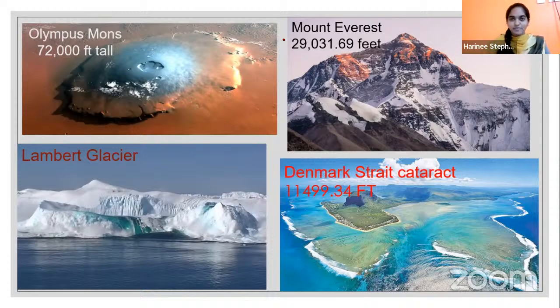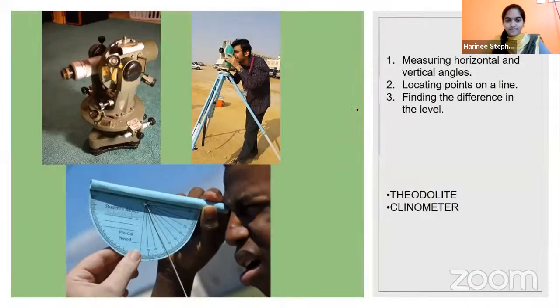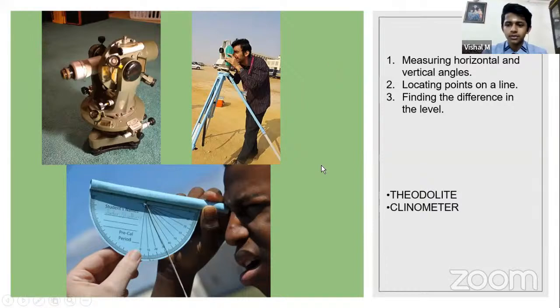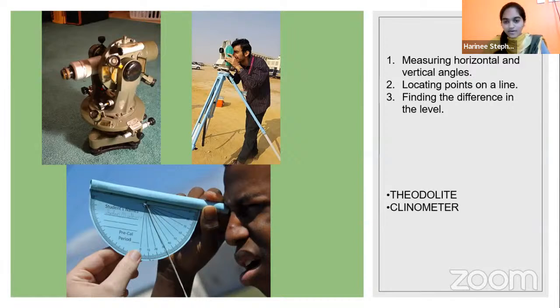Okay, let me see if you remember when I show this picture. Does anyone remember seeing this picture in your textbook? Yes or no? Yes, ma'am. Okay. The smaller version of it, which we make using a protractor, is called a clinometer, whereas the bigger version of it is called a theodolite.